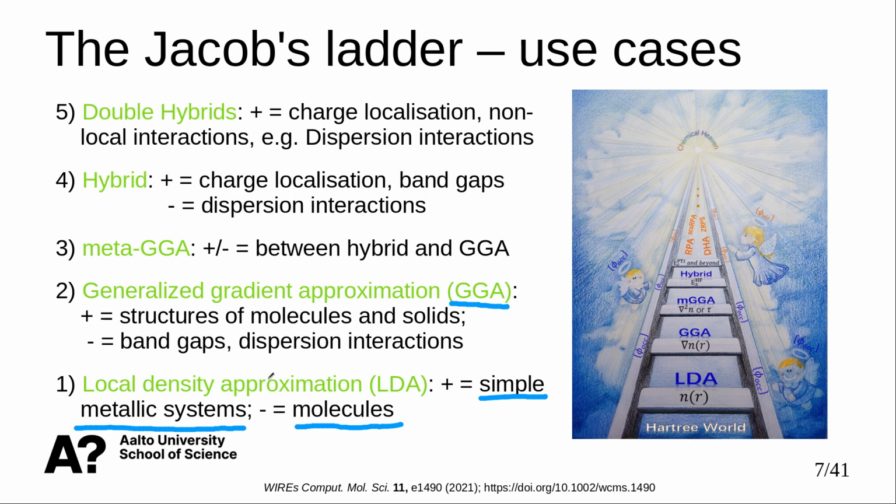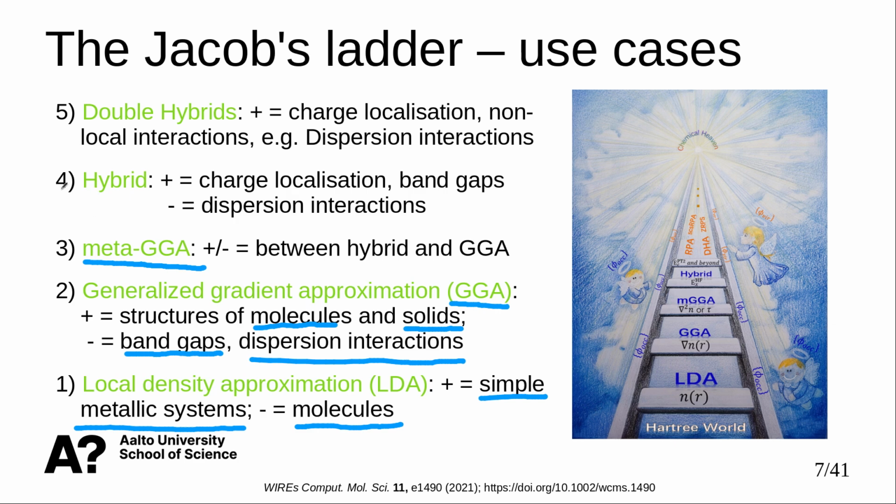The second rung we have is GGA, which is quite okay for molecules and solids. It describes, for example, bond distances quite well. It describes bond angles quite well, lattice parameters, but it's not great for band gaps and dispersion interactions. Those are underestimated. The third rung is the meta-GGA, which basically lies between hybrids and GGA. That's a pro and a con. So it deals with a lot of things, good and bad at the same time.